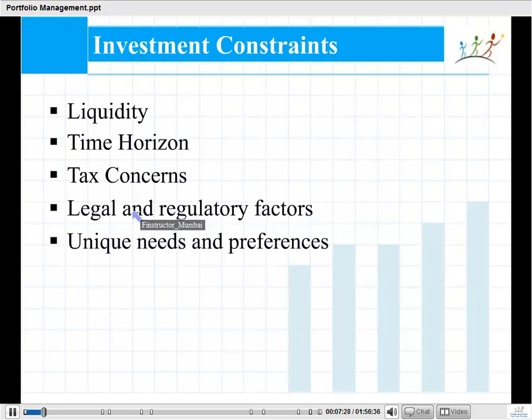Any constraint that cannot be put under the 4 heads that we discussed is put under the head of unique needs and preferences. A good example of unique needs is the client saying do not invest my money in liquor companies, or do not invest my money in polluting companies. So any unique preference or unique requirement that the client may have will be documented under this head.